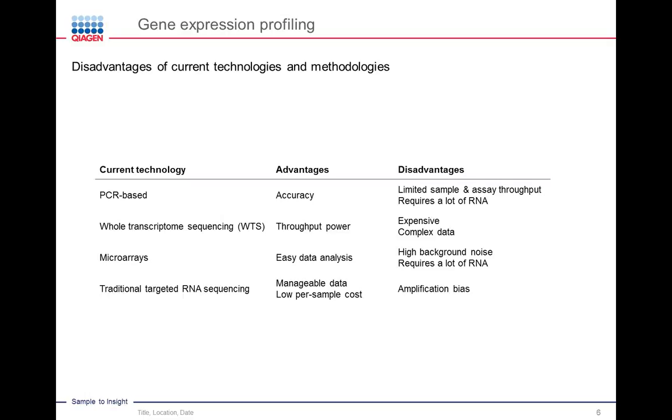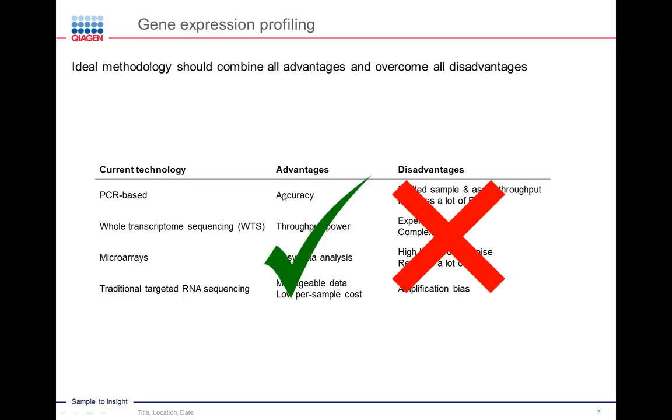And for traditional targeted RNA sequencing approaches, the main disadvantage is amplification bias. This is a disadvantage that is inherent to current targeted RNA sequencing approaches, and I will show you in a little bit how we have overcome the amplification bias associated with current technologies, and also how we have overcome all those disadvantages that are associated with other technologies as well.